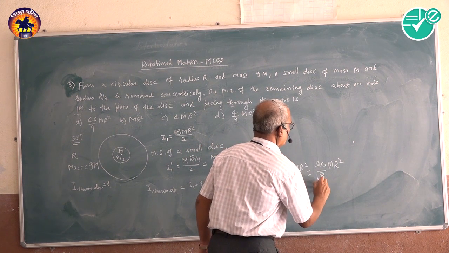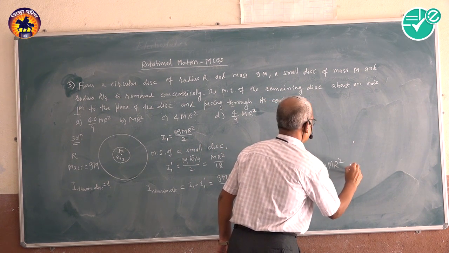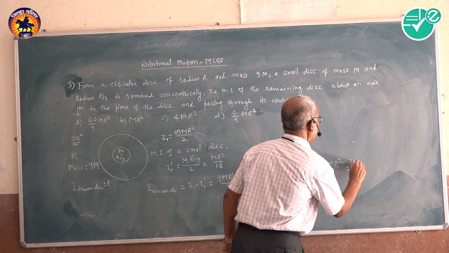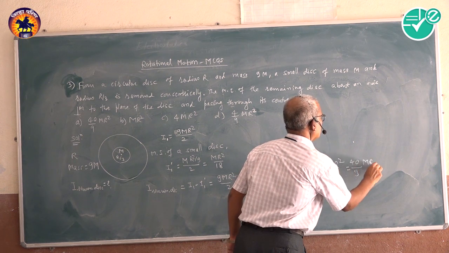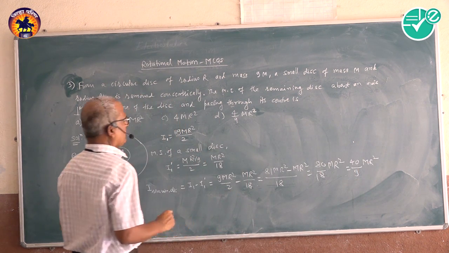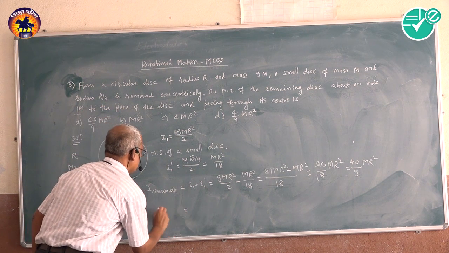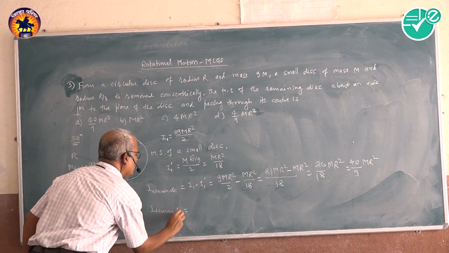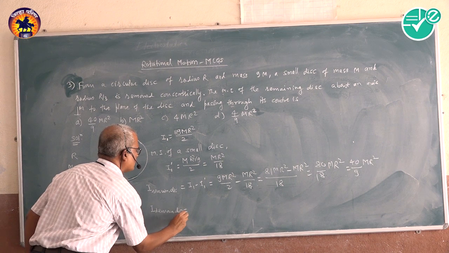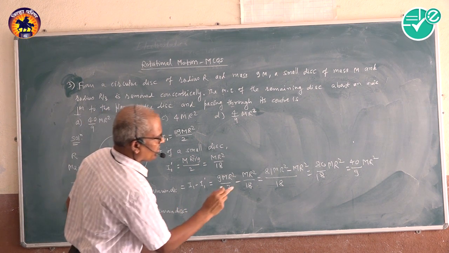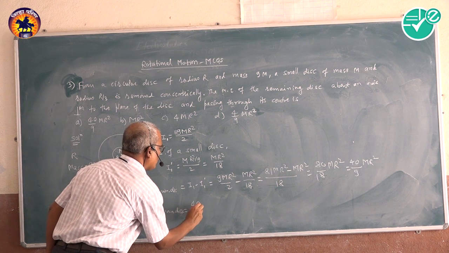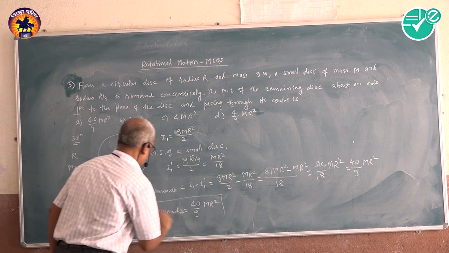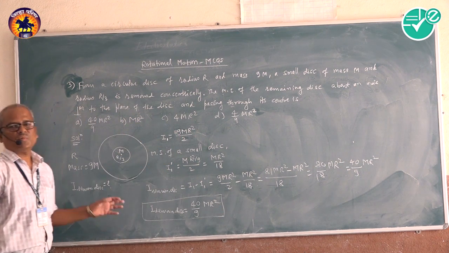One can divide by 2: 2 9s are 18 and 2 4s are 8, so we get 40 by 9 mr square. So 40 upon 9 mr square is I of the remaining disk. That is 40 divided by 9 mr square. So this is quite an interesting problem.